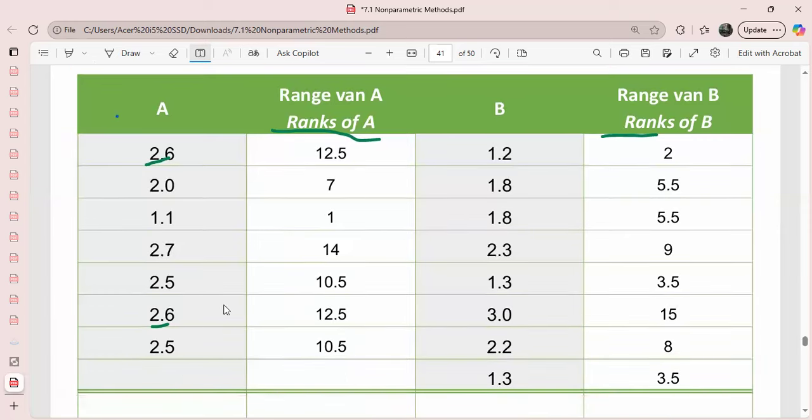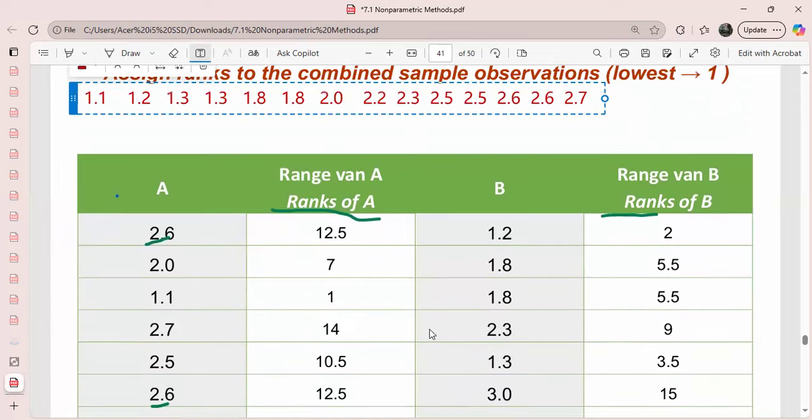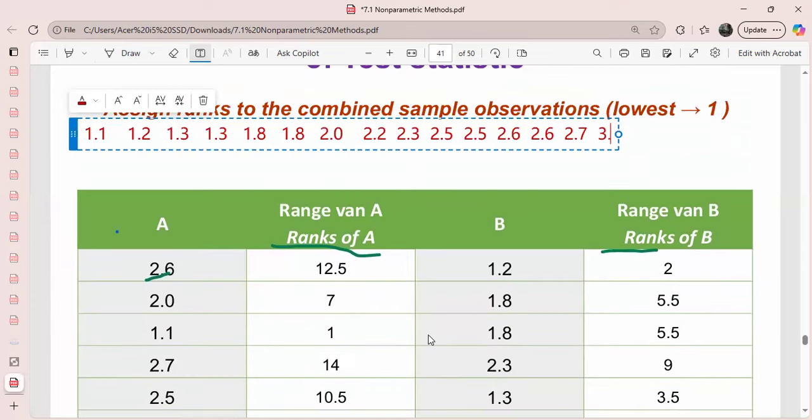We have 2.8, I saw it. Do we have 2.8? No, we don't have 2.8. We have 2.9? No. We have 3.0, the last value.